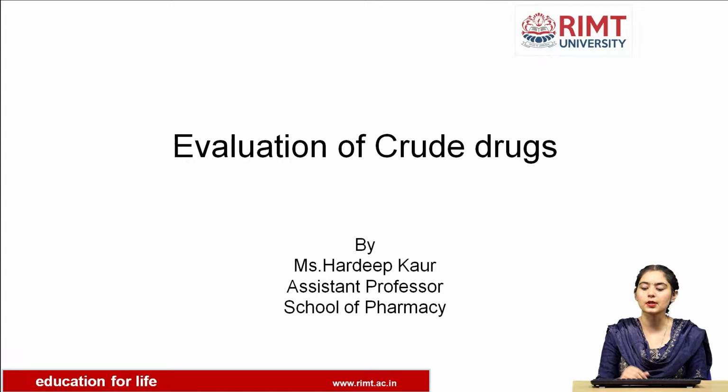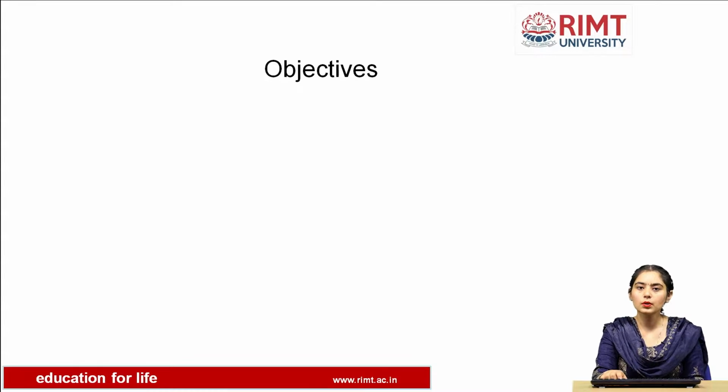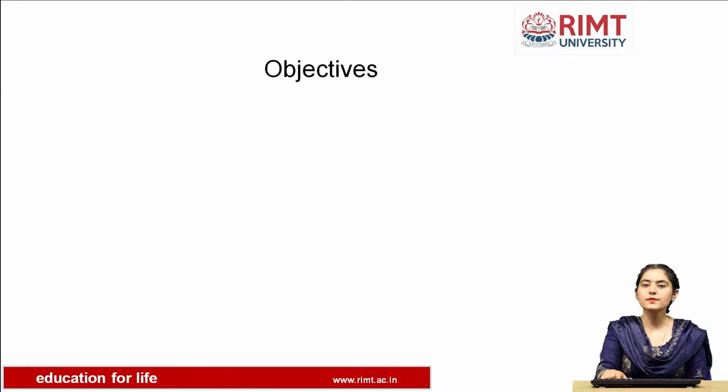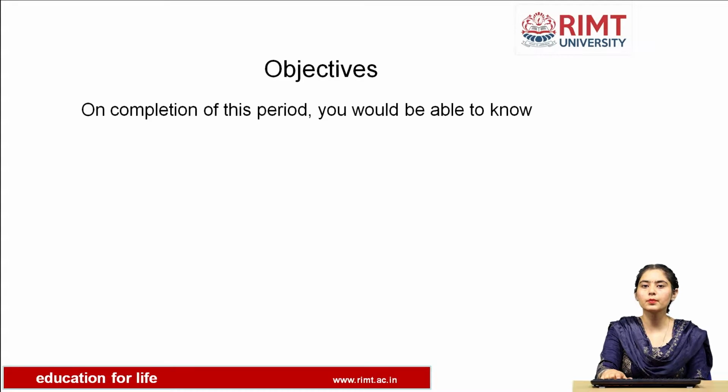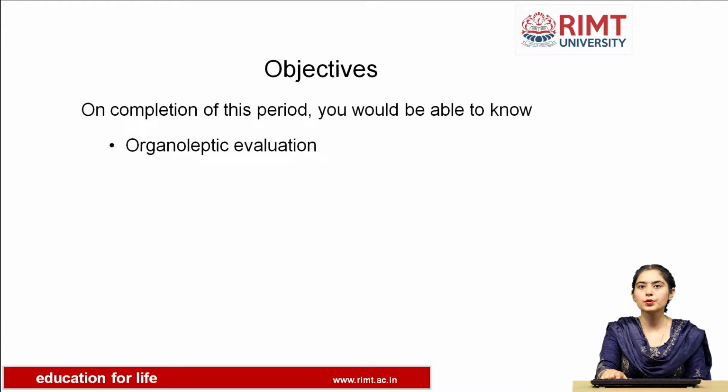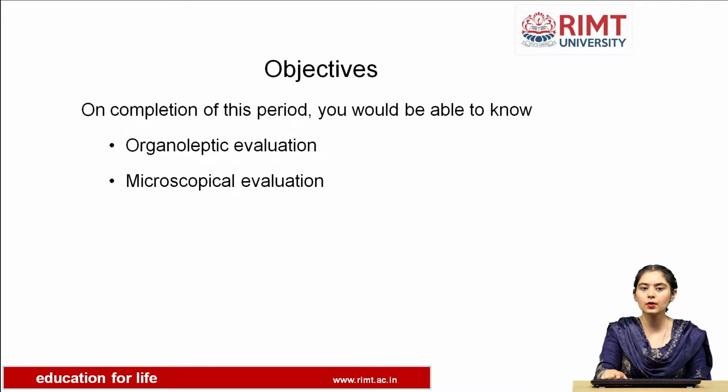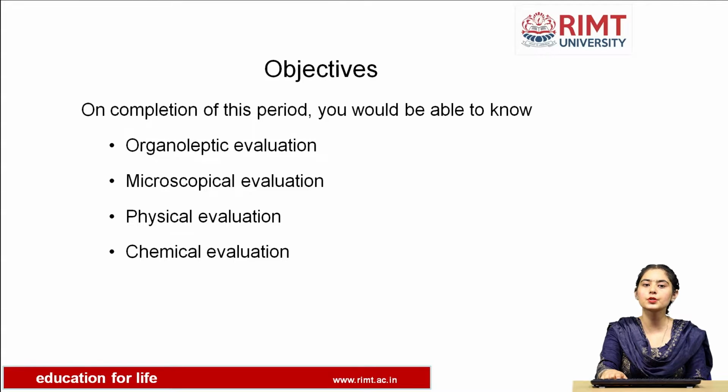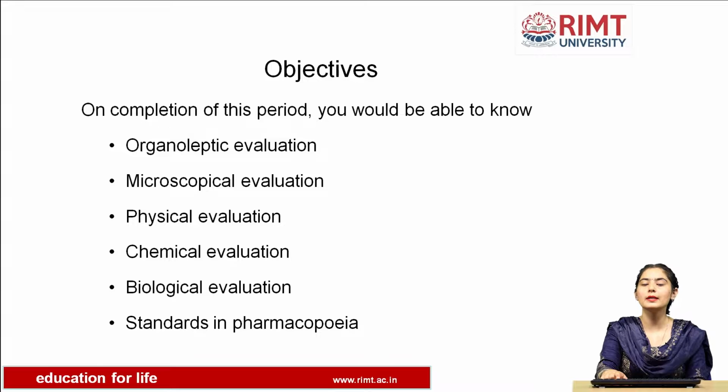There is also so much processing. So how do you determine the quality of crude drugs? The various important points covered in this topic are organoleptic evaluation, microscopical evaluation, physical evaluation, chemical evaluation, biological evaluation, and standards in the pharmacopoeia.